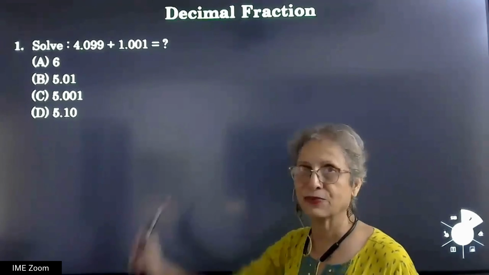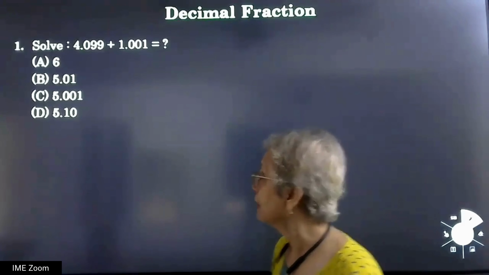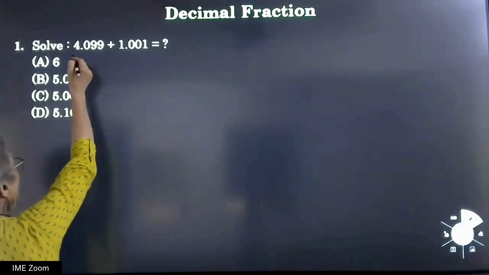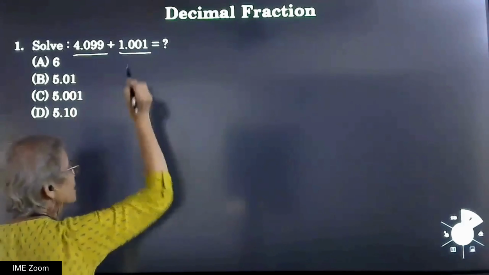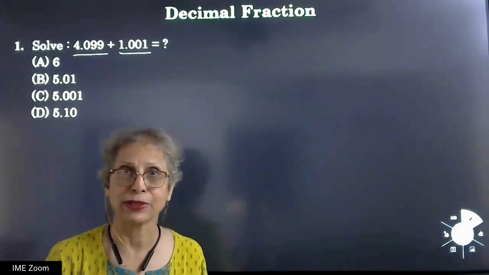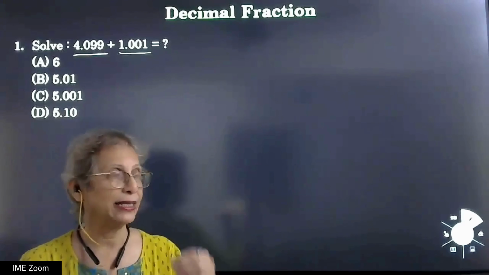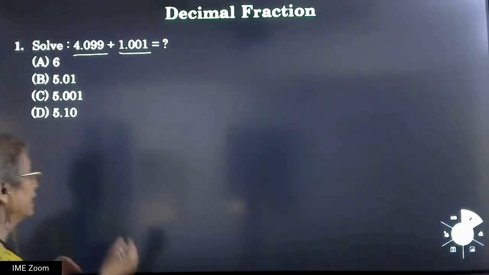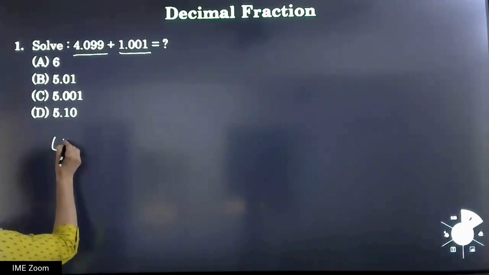Yes, look at this. This is our first question. Now here, while adding decimal fractions, first of all, we have to see how many digits there are after the decimal point. So for addition, what we need is that there should be like decimal fractions. Okay, so what are like decimal fractions?